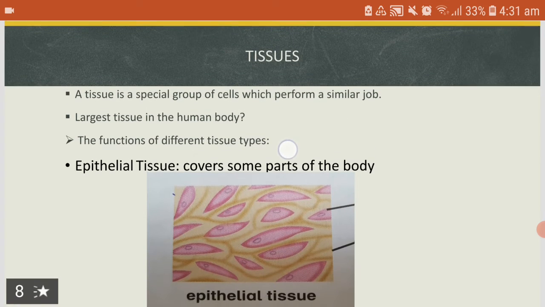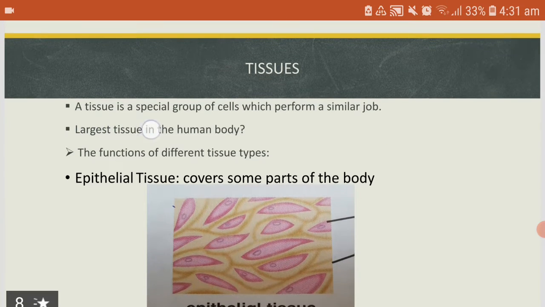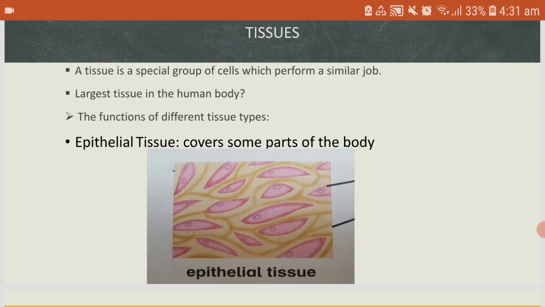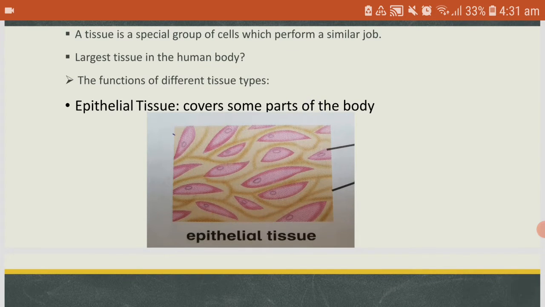Now, as you have seen, there are many different types of cells. What happens when cells which perform the same job come together? The answer is that they form a tissue. Tissues also have different functions depending upon where they are present and what cells they are made up of. We are going to look at 4 different types of tissues.